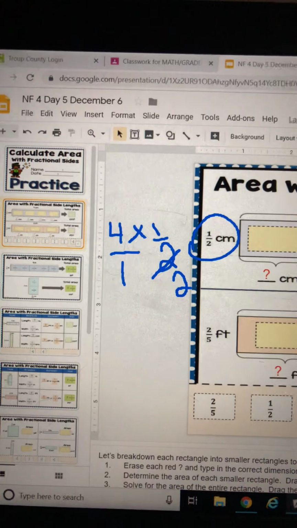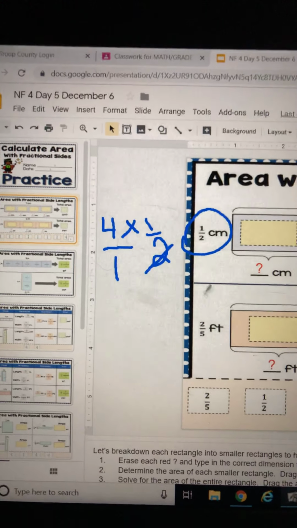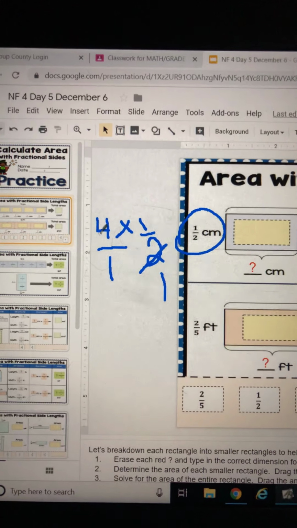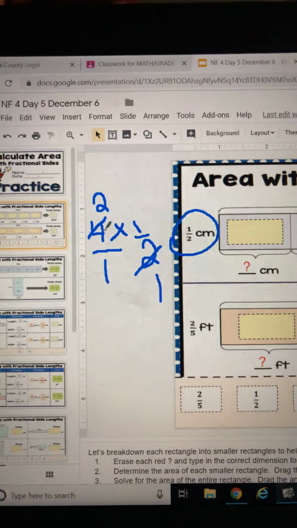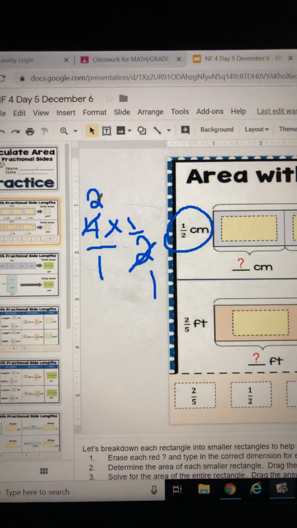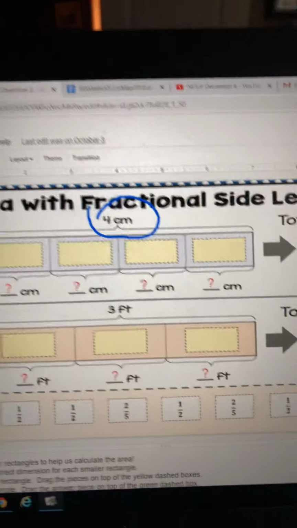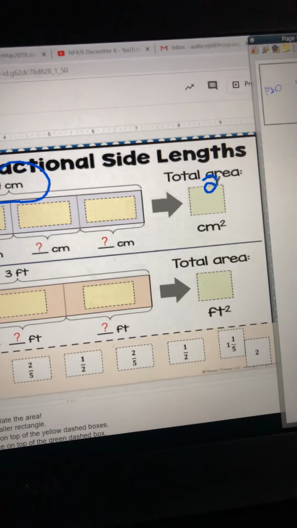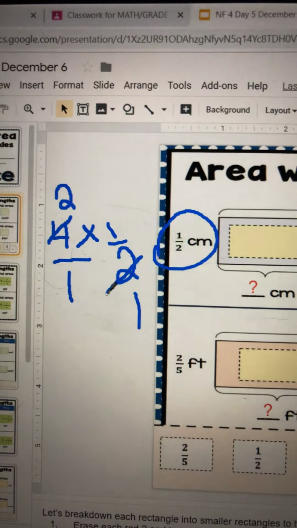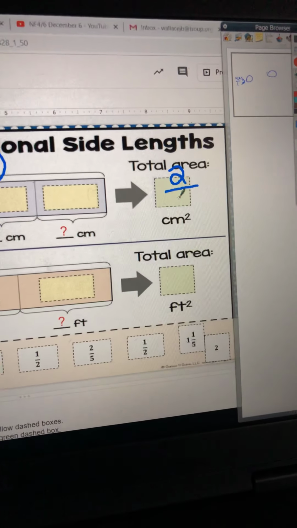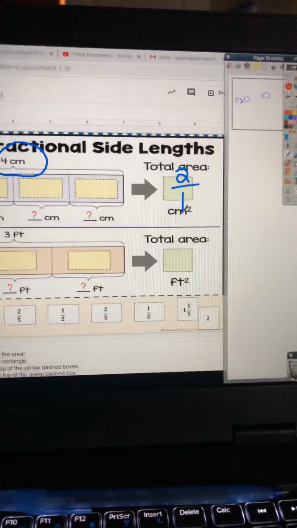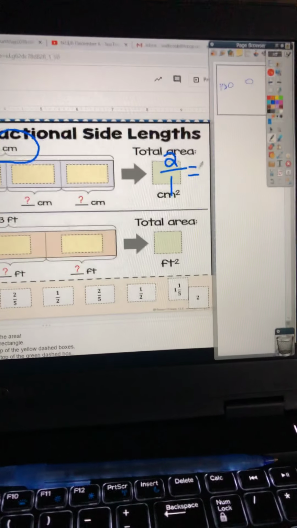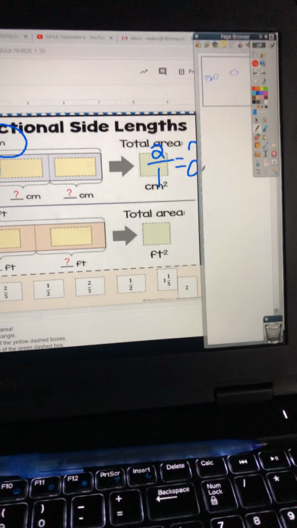When I divide 2 by 2, I get 1. When I divide 4 by 2, I get 2. So now when I multiply straight across, I get 2 times 1 is 2. So my numerator is going to be 2. And then 1 times 1 is 1. So therefore, I have 2 out of 1, or I know that that 1 doesn't really matter, so I can say that's a whole number of 2.